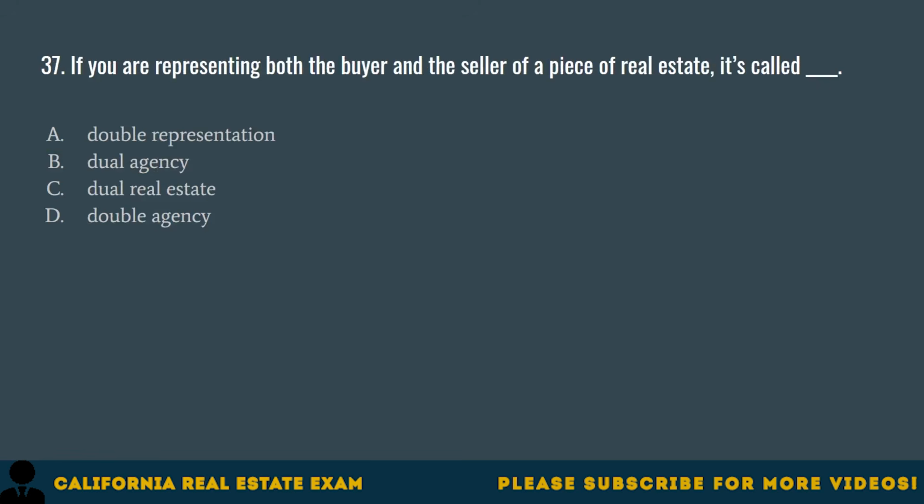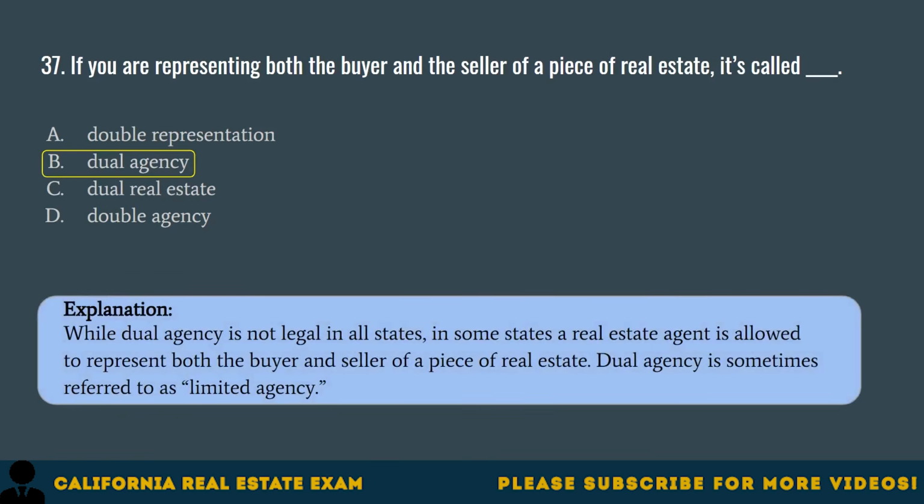Question 37. If you are representing both the buyer and the seller of a piece of real estate, it's called A. Double representation. B. Dual agency. C. Dual real estate. D. Double agency. The correct answer is B. Dual agency. While dual agency is not legal in all states, in some states a real estate agent is allowed to represent both the buyer and seller of a piece of real estate. Dual agency is sometimes referred to as limited agency.